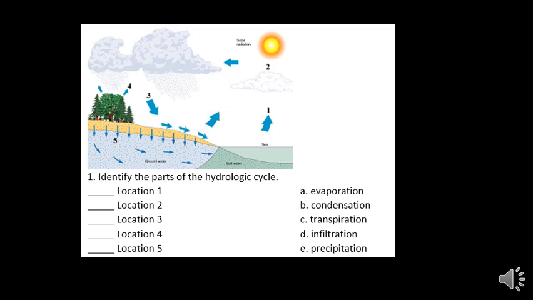Identify the parts of the hydrologic cycle. This goes back to 5th grade perhaps, where you have evaporation, where the water goes from the liquid form to the gaseous form. As that water rises, we have low pressure down here. Low pressure always rises. And as it goes higher in the troposphere, it gets colder and colder.